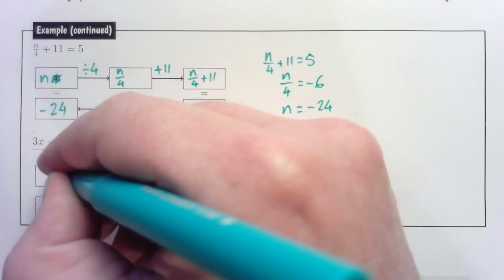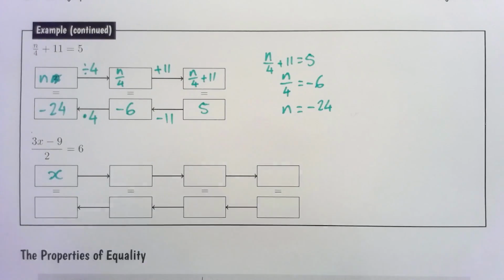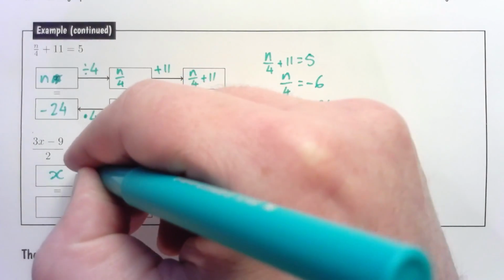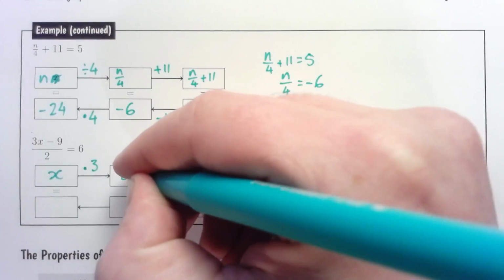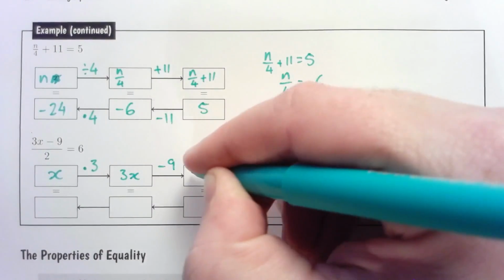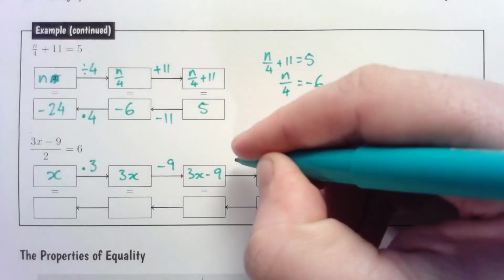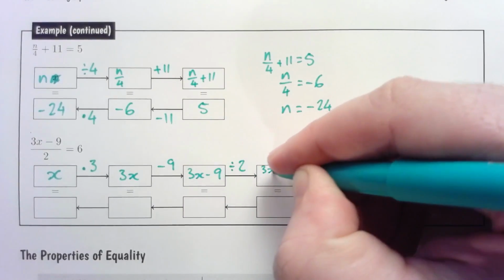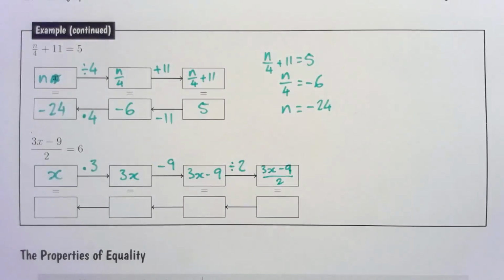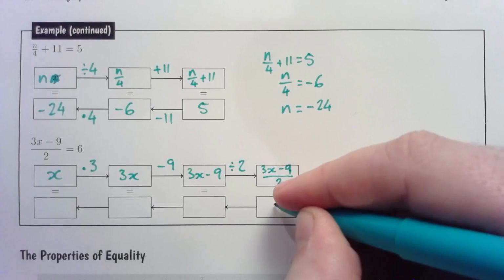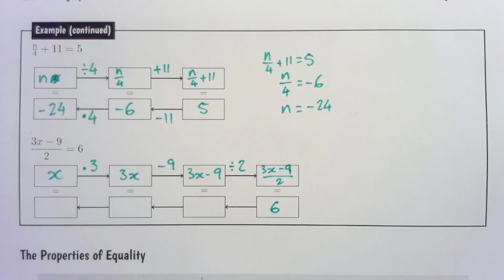So starting with our variable x, we know that we need to evaluate this numerator in this fraction before we do anything else. So the first thing that's done is multiplying by 3, and then 9 is subtracted from it. Finally, that entire value is divided by 2. The equation tells us that the result is 6.